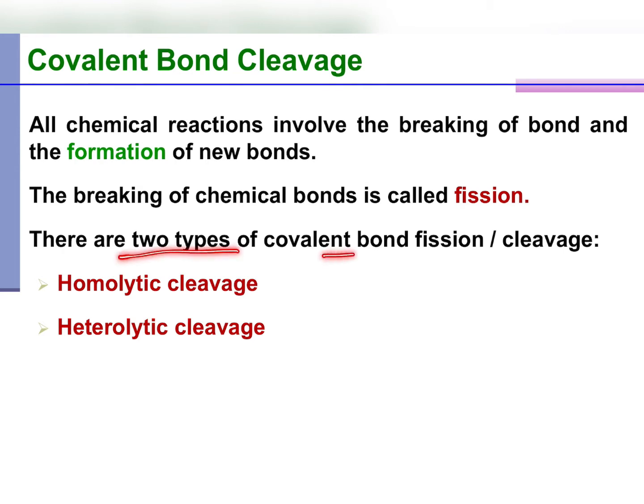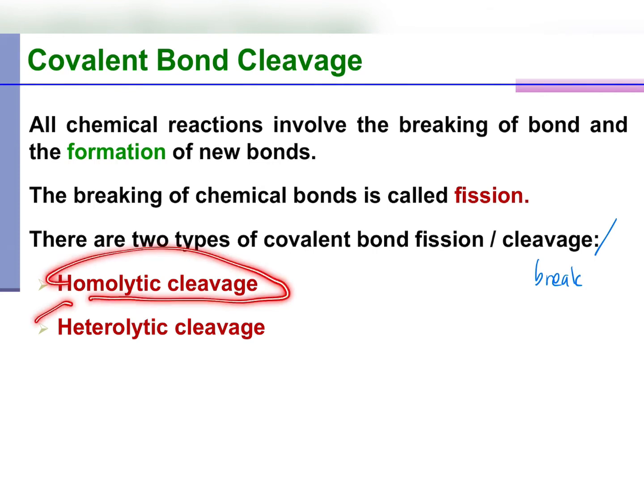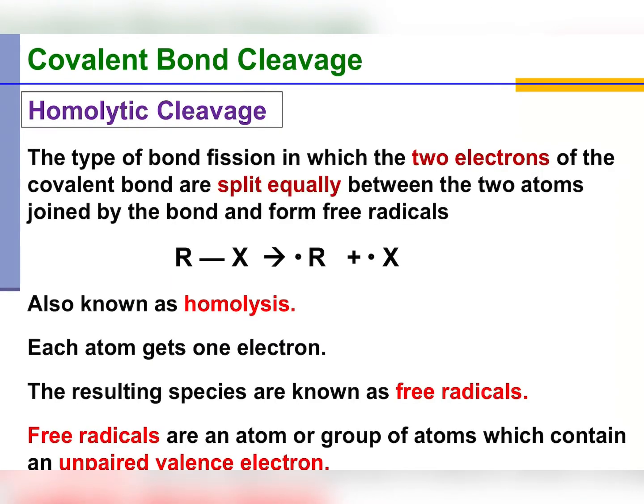Okay, so there are two types of covalent bond fission ataupun covalent bond cleavage ataupun nak tambah break lah. Okay, so dua cara covalent bond tu break, okay, iaitu homolytic cleavage dan heterolytic cleavage. Okay. Alright, so jom kita discuss covalent bond cleavage. Okay, let us start with homolytic cleavage.